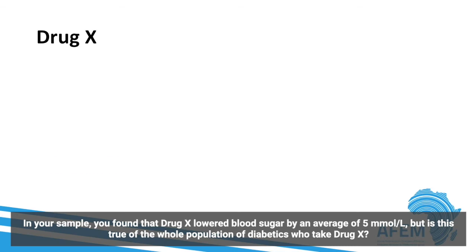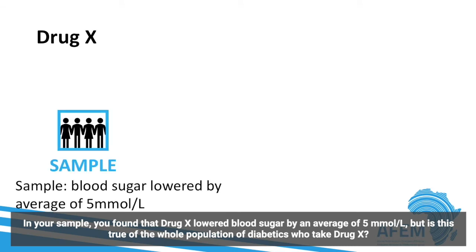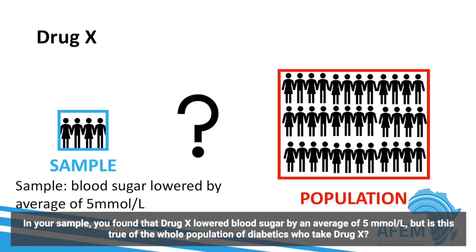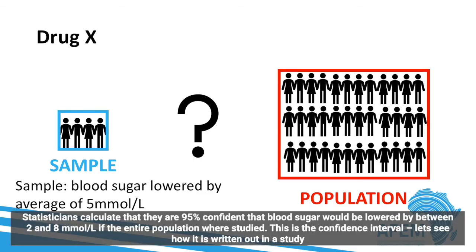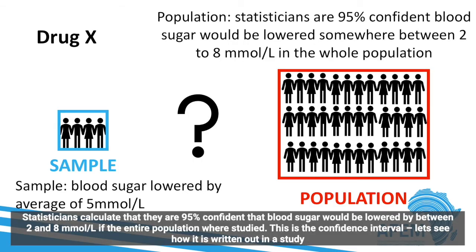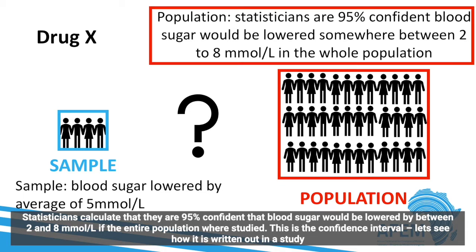In your sample, you found that drug X lowered the blood sugar by an average of 5 millimoles per liter. But is this true of the whole population of diabetics who take drug X? Statisticians calculate that they are 95% confident that the blood sugar would be lowered by between 2 and 8 millimoles per liter if the entire population was studied. This is the confidence interval. Let's see how it is written out in a study.